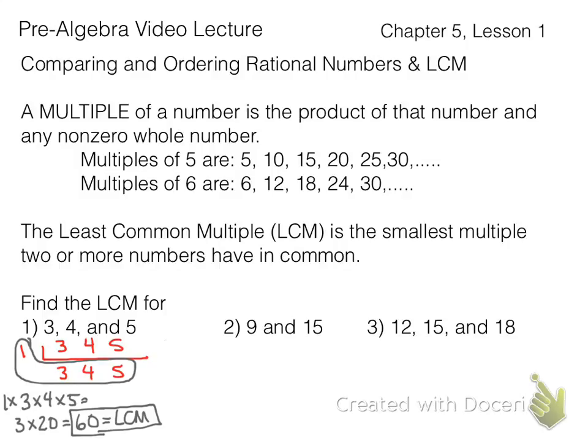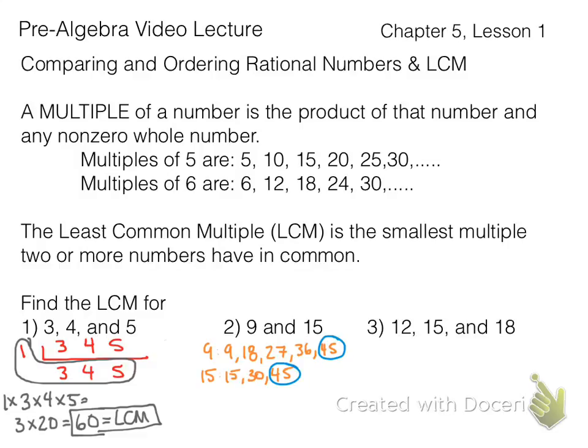All right, let's do 9 and 15. I think I'm going to start by making a list. The list for 9 is 9, 18, 27, 36, 45. For 15, it's 15, 30, and 45. Well, 45 is the smallest number, and it's also the first number we get to in our lists of multiples that both 9 and 15 have.